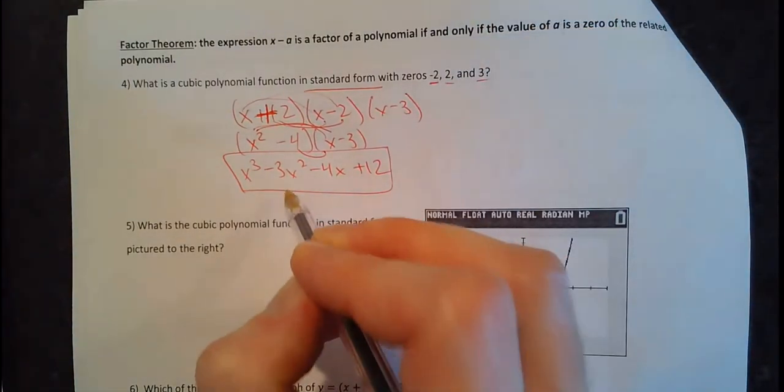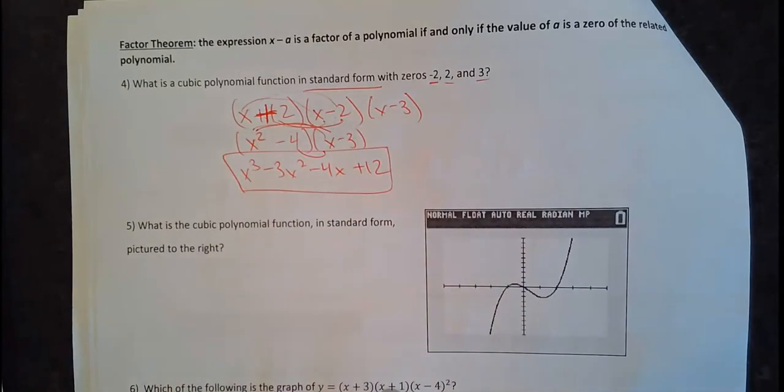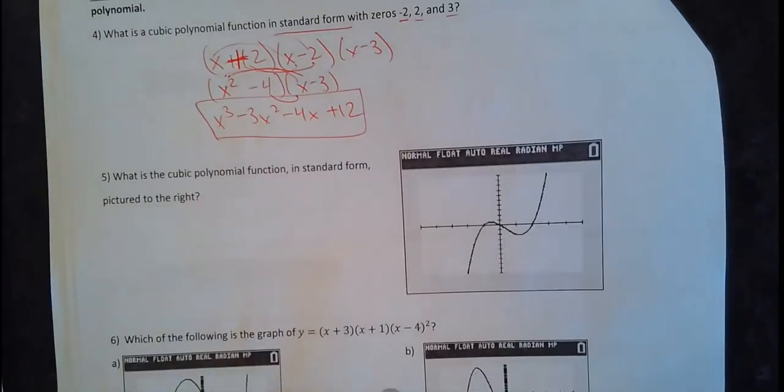It's just that the graph's going to have taller hills and valleys, but it still goes through the zeros. So we'll just always go with the basic one. We don't have to worry about all those other ones that you could use. So we'll start with these basic ones. Okay, number 5. What is the cubic polynomial function in standard form pictured to the right?